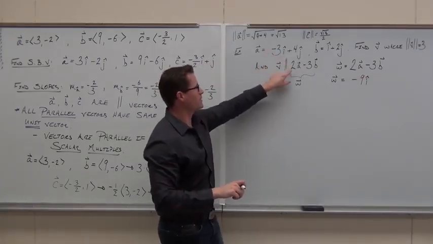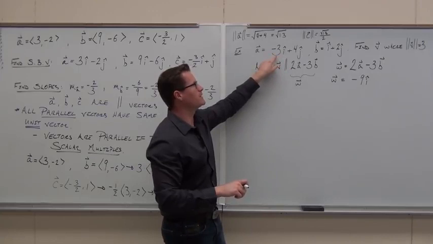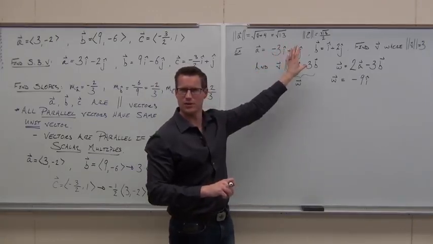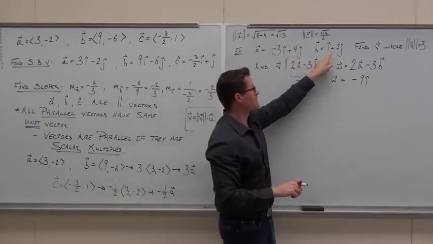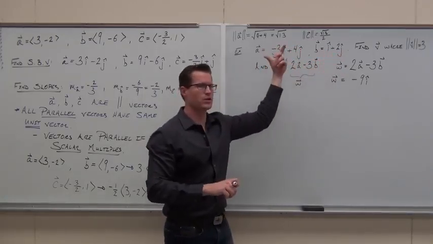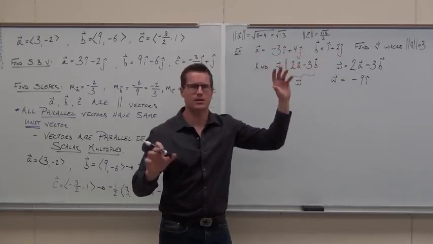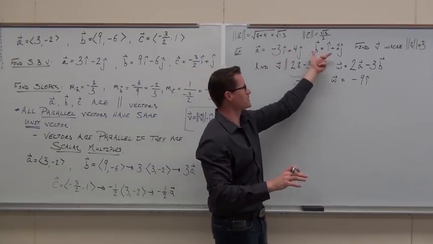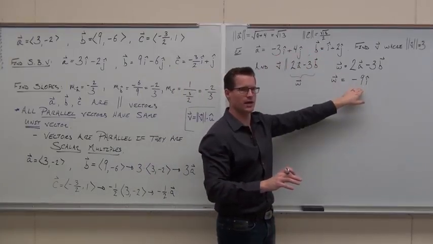So here's our vector A. 2 times this vector would give you negative 6i plus 8j. Are you following what I'm talking about? 3 times this vector gives us 3i plus 6j. You can do it in your head, do as many steps as it takes. But then 2 times this minus 3 times this is going to give you negative 9i.